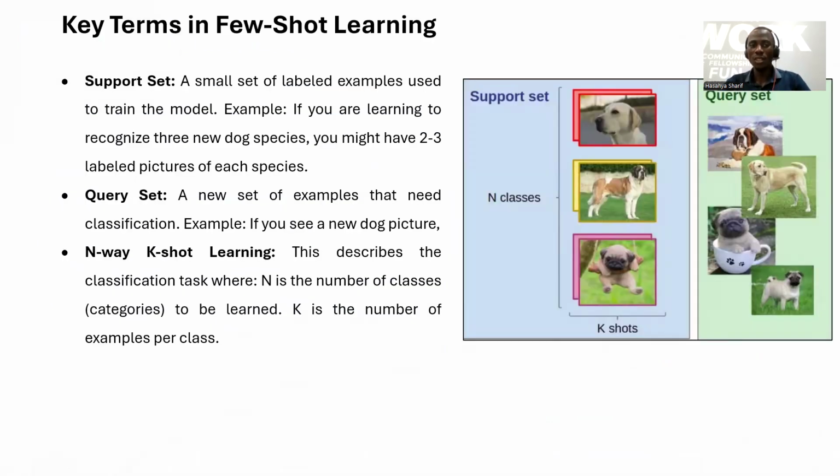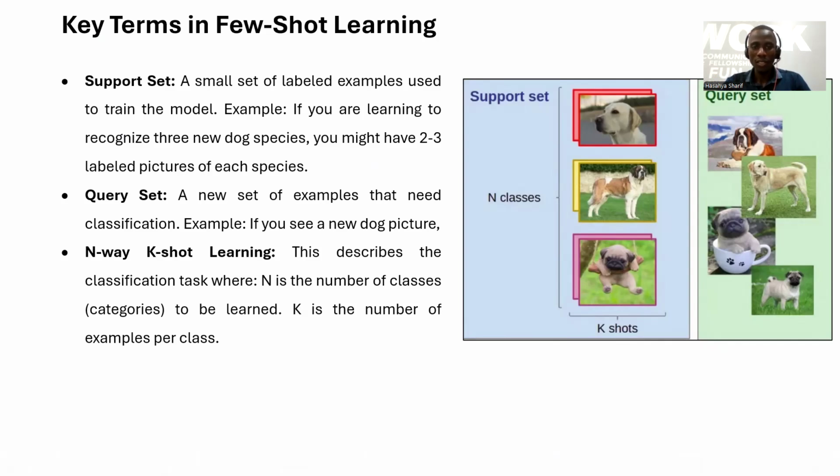Some of the key terms involved in few-shot learning: we have the support set, a small set of labeled examples used to train the model. So this will be our training data set. In the visual that we have, the support set is the one on the blue background on our right, where we have the images of the dogs.